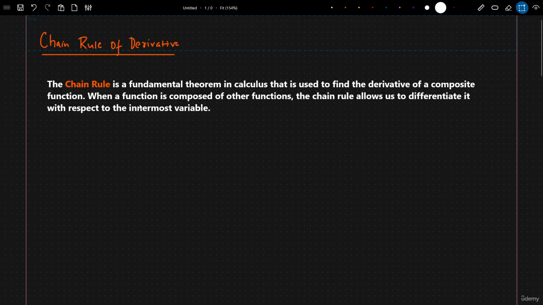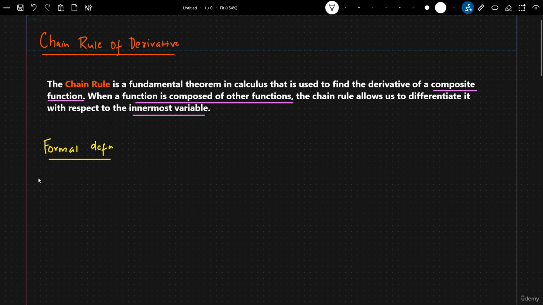Here you can see that chain rule is a fundamental theorem in calculus that is used to find a derivative of a composite function. We'll discuss what exactly a composite function is. When a function is composed of other functions, the chain rule allows us to differentiate it with respect to the innermost variable. Okay. So if I want to give a formal definition with some notation, let's go ahead and discuss this formal definition.